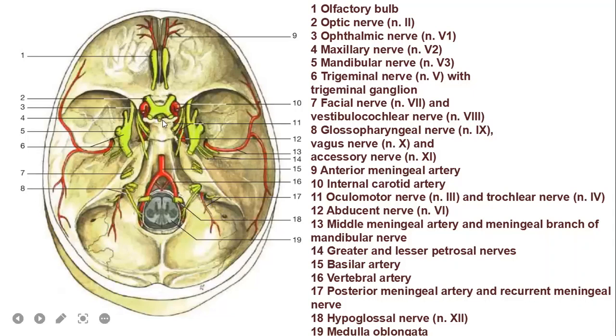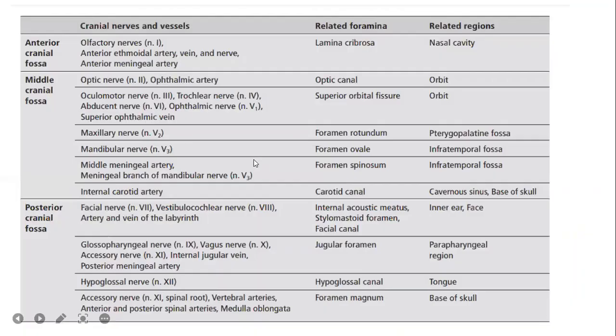So the majority of the neural elements are within the middle cranial fossa, which runs from this point to these parts, then to this part, and finally the drawing ends right here. Those are the vessels and nerves found within each specific cranial fossa.